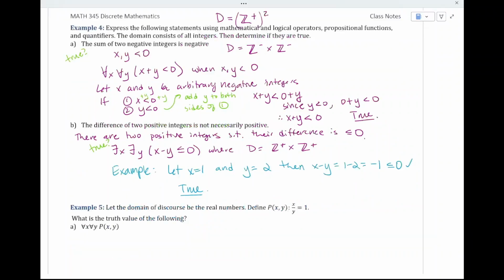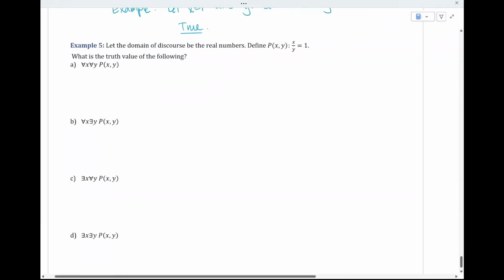Let's take a look at example 5. Let the domain of discourse be the real numbers. Define p of x, y to be x over y is equal to 1. What is the truth value of each of these? My domain here is real numbers, so R squared, or you could do R cross R.